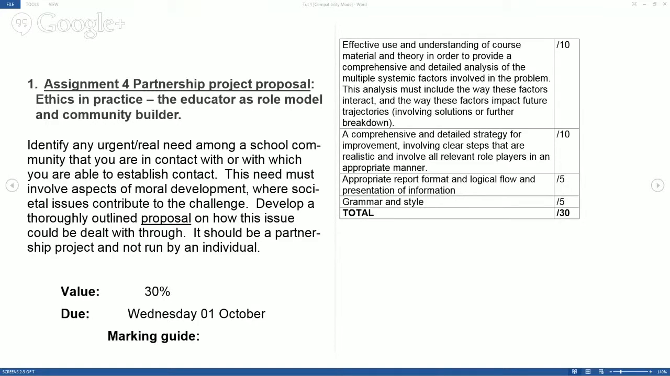If we're looking at this, then you must consider the way these factors interact and how they impact future trajectories. So think of how, as with Bronfenbrenner's ecological theory, the home environment interacts with the child, interacts with the school environment, and how the teachers and the parents are interacting.